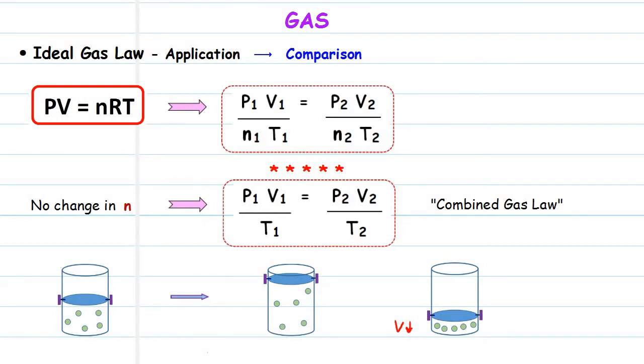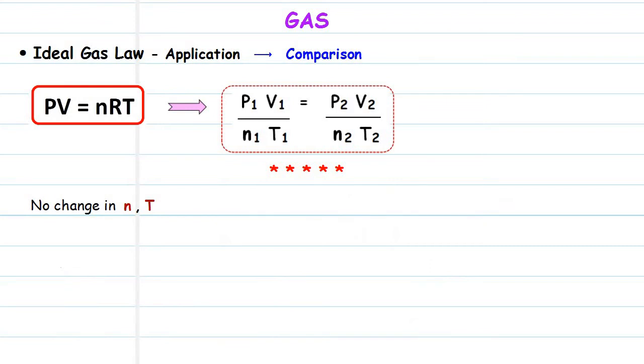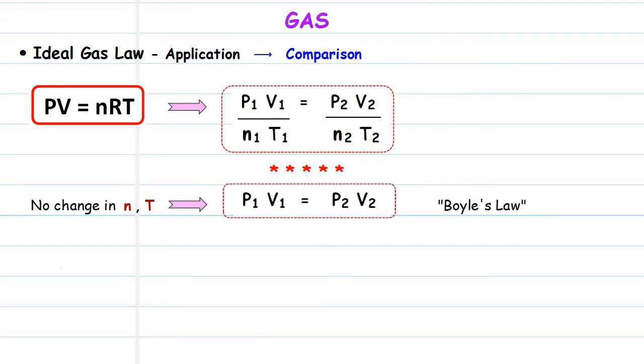Let's take a look at PV over nT a little more. In this case, we can try to fix n and T, the amount of gas and the temperature. When n and T are fixed, we can cross them out, and we can get P1V1 equal to P2V2, and we call that Boyle's law.